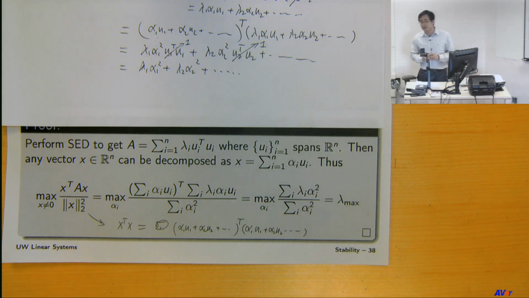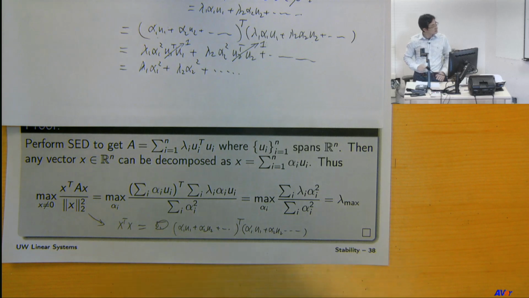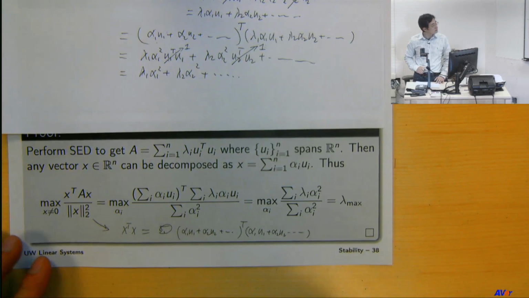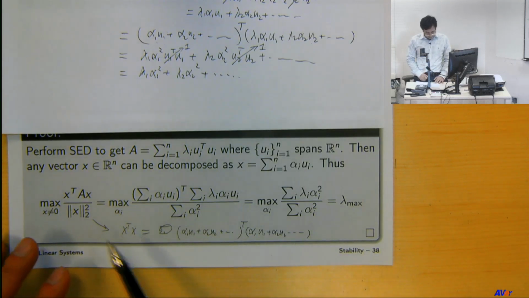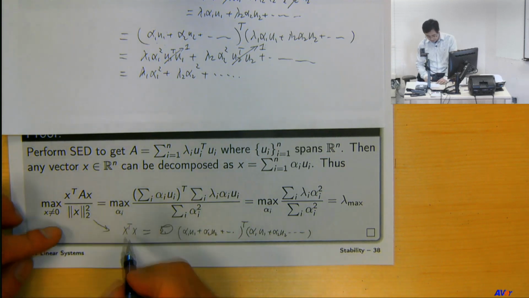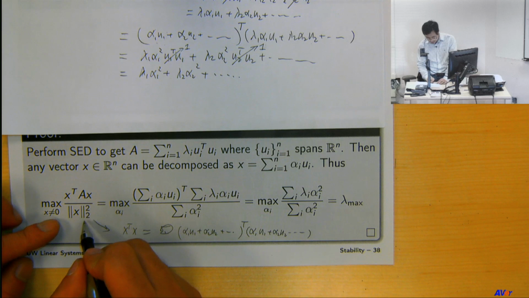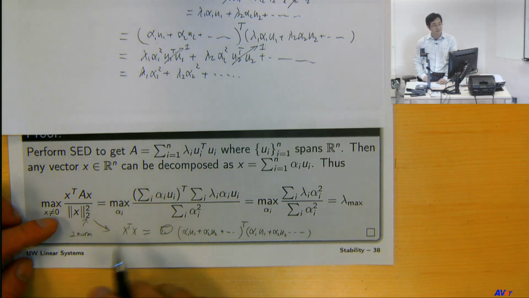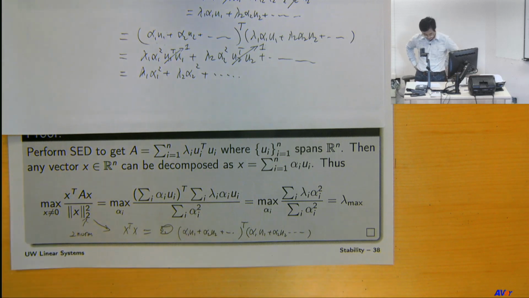Any questions up to this point? What is the subscript on the magnitude of x squared? This one here? Yeah, it means just a 2 norm. This indicates that this is a 2 norm, the Euclidean norm defined by this. Any other questions?